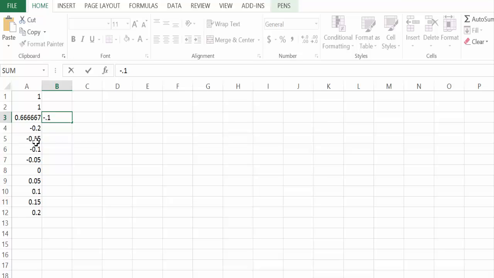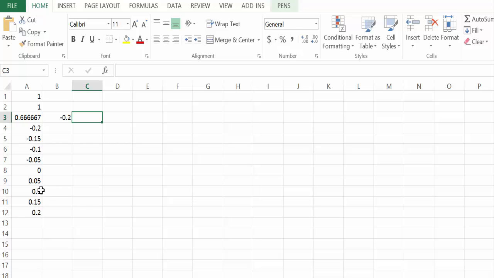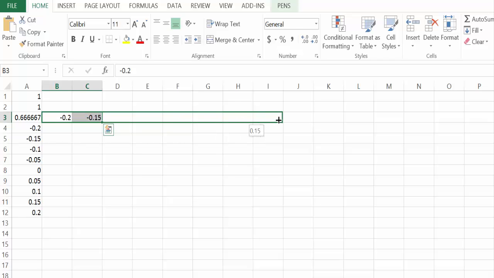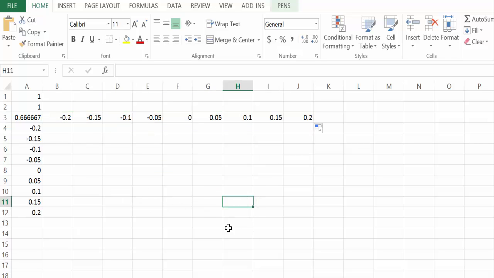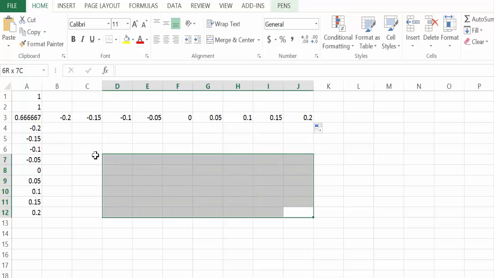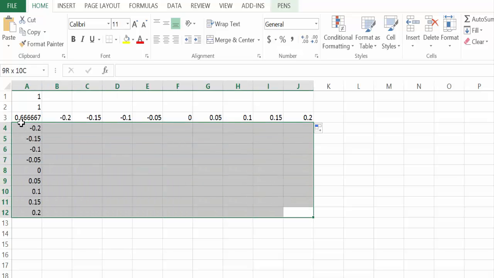Actually, we'll start at negative 0.2, and then go to negative 0.15, and then again highlight those cells, pull in the lower right hand end of the last cell, and have the spreadsheet extend the pattern all the way to 0.2, and then highlight everything below and to the right of the inputs.